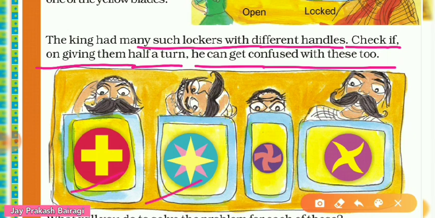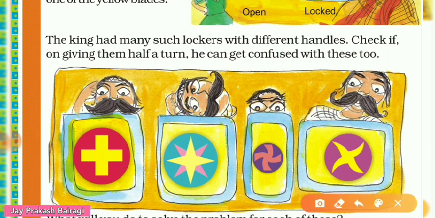So here are some more pictures of the lockers, and you can see it is also similar to the previous one. So we can't say that this is open or this is locked, because there is no identification. So similarly, like the previous picture, we have to put a dot on these blades, so we can say that it is locked or unlocked.